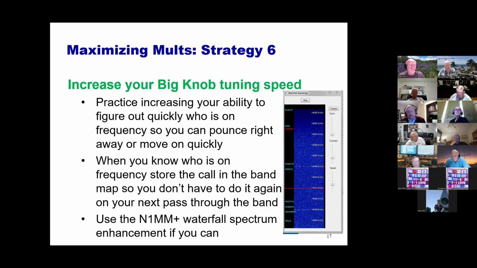It's really about your big knob turning speed. The big knob on your radio that we're rapidly training ourselves not to use by using the cluster is what you're going to use a lot if you're single op and not assisted. So increasing your ability to figure out quickly who is on a given frequency is a skill that really makes a big difference in your contest scores. You want to be able to figure it out before the next guy does, so you can pounce right away or move on quickly to the next guy.